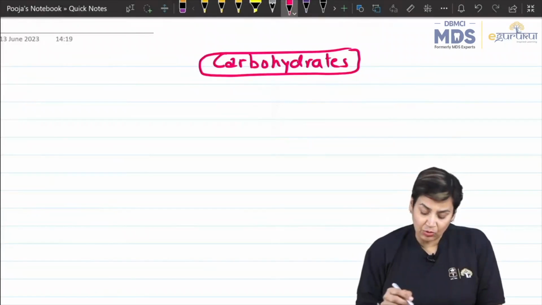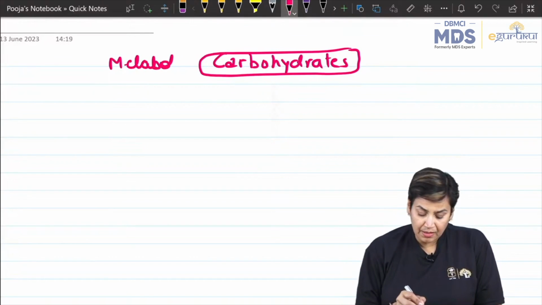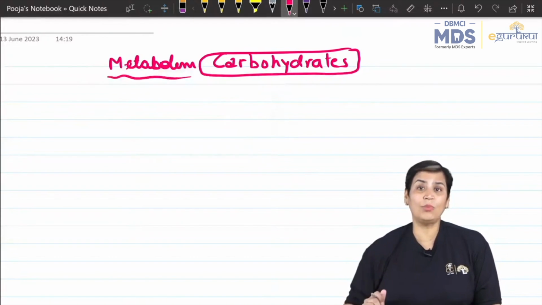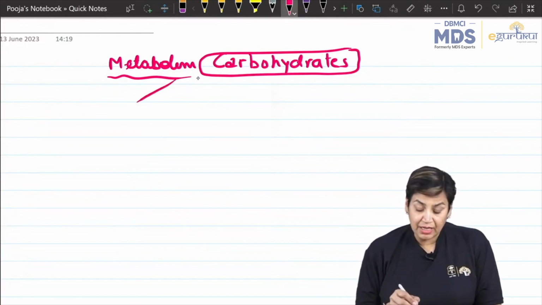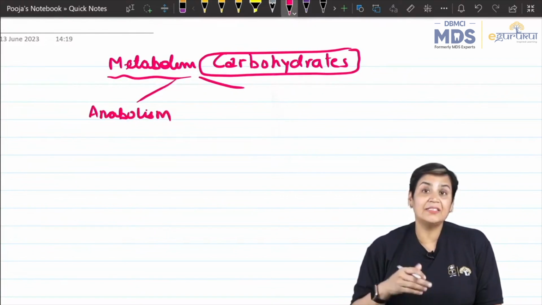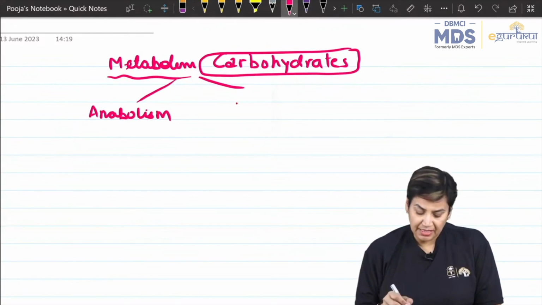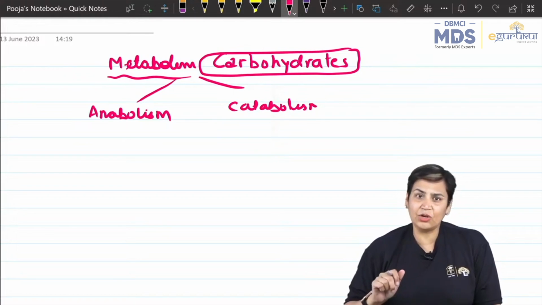We are going to discuss metabolism. Always remember what points we have to focus on. Metabolism revolves around two things. One is anabolism, which is synthesis of something. Second is catabolism, which is degradation of something.